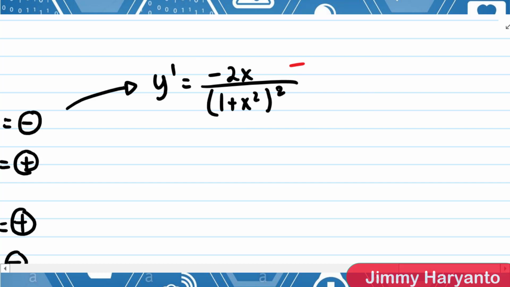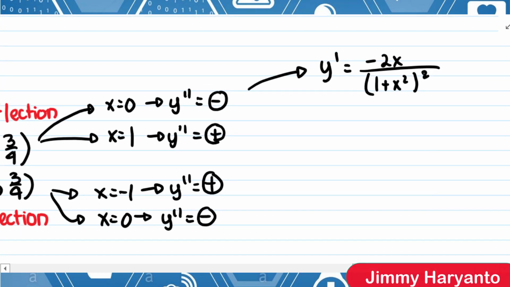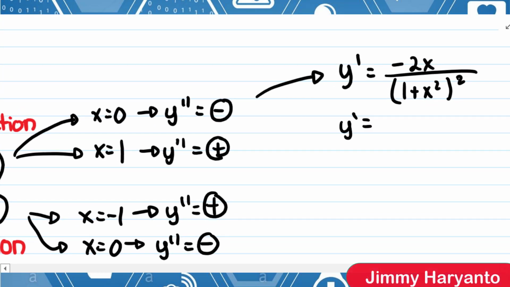Okay, this one is the y accent. So to find the gradient, I can put the square root of 3 over 3 into the y accent. Y accent equals negative 2 times square root of 3 over 3 over, we already have the answer for this one. It's 4 over 3 squared, 16 over 9.